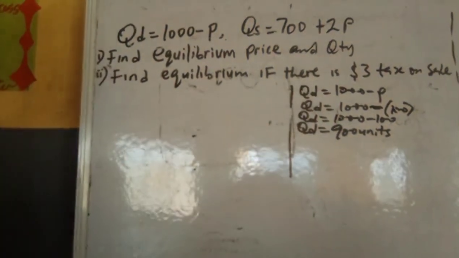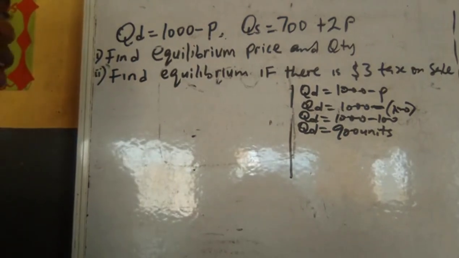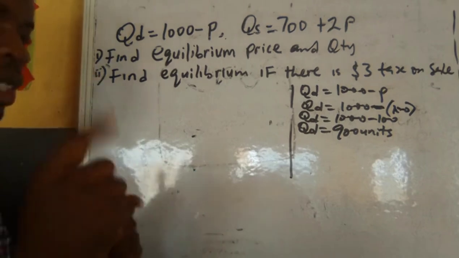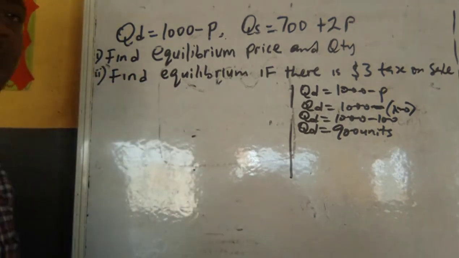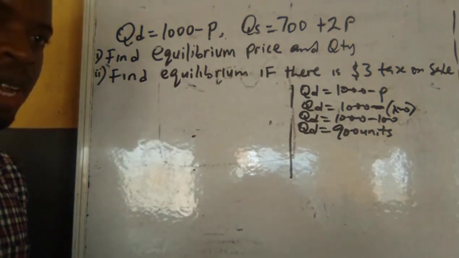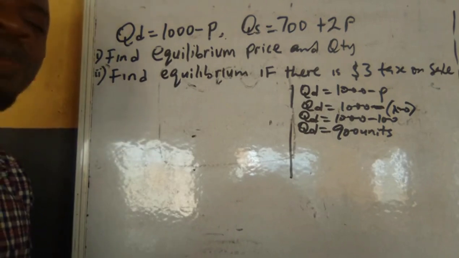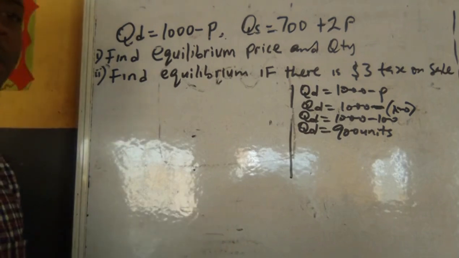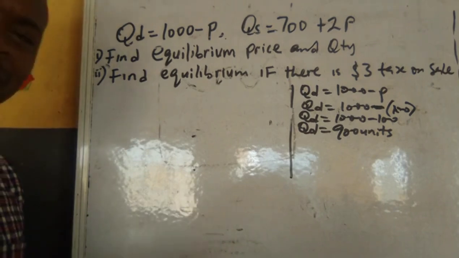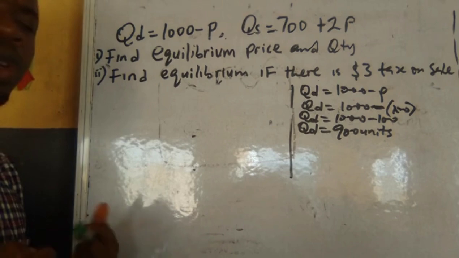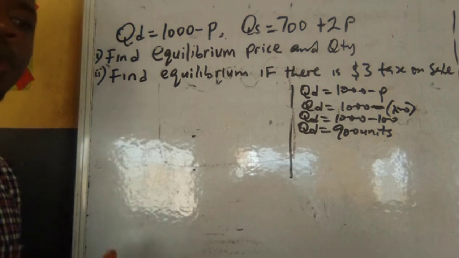Okay, for the second question, it says find equilibrium if there is $3 tax on sales. When there is a tax, the function will still be the same, but there will be a slight change. Please take note. So I still have my quantity demanded to be the same, but my supply will be affected. You know, when government imposes tax, it gets to the producer first. Do you understand? It gets to the producer. So the producer will have the fear of what will be the response from the consumer.